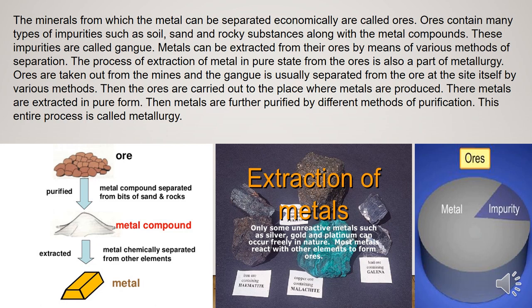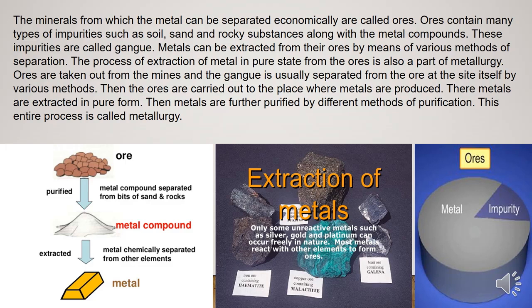Same thing here also, but slightly modified versions of machineries are used here in order to separate the ores from the waste product. Okay, so mostly it is done at that particular site only where the ore is extracted from, it is purified and brought for commercial use. Alright, so then the metals are further purified by different methods of purification. This entire process is called metallurgy.